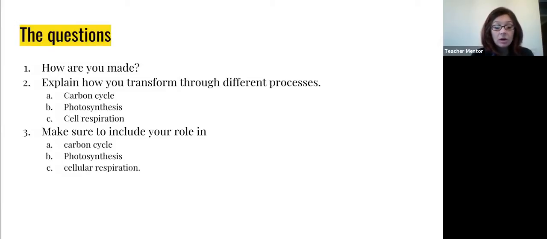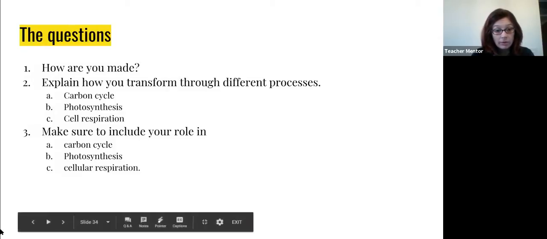I'm asking for carbon cycle. I'm asking for photosynthesis and cell respiration. So there's 3 questions within that one explanation. Then make sure to include your role in, again, the carbon cycle, photosynthesis, and cell respiration. Again, 3 questions being in that one explanation of the role.